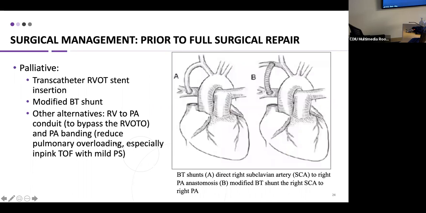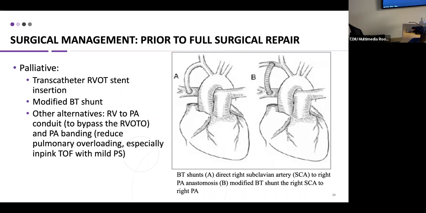So surgical management. Prior to a full surgical repair, they may elect to do a transcatheter right ventricular outflow tract stent insertion. So this is usually the modified BT shunt. Usually we put these in until the child is bigger, as putting the shunt in provides a patent passage for pulmonary blood flow. So the BT shunt procedure aims to mimic a PDA and increase pulmonary blood flow before a definitive repair.